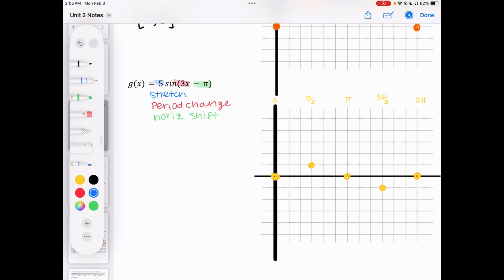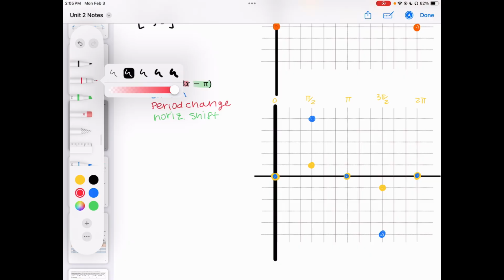Let's start by stretching. A stretch of 5 is going to bring us to a maximum of 5 and a minimum of -5. Our zeros do not change. We also have a period change of 3.